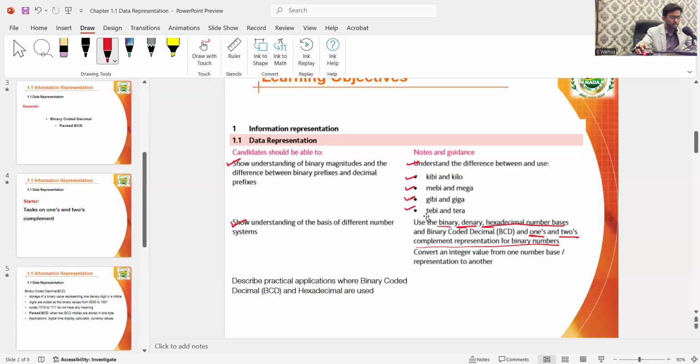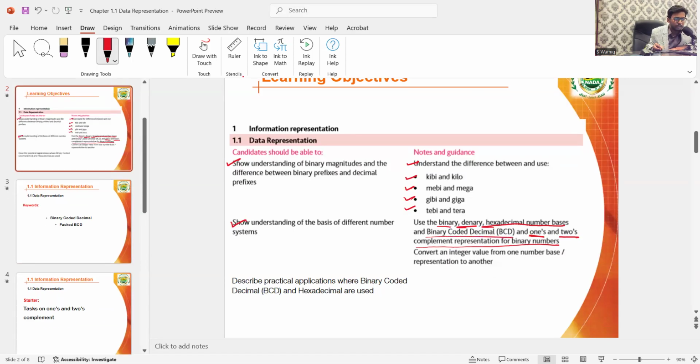Now we need to discuss the third terminology right here. The third terminology in today's class is BCD numbers, that is binary coded decimals. And we need to discuss their practical applications, where BCD codes and hexadecimals are used. So I'm going to carry the lecture along with that. I hope one's complement and two's complement are clear to all of you.